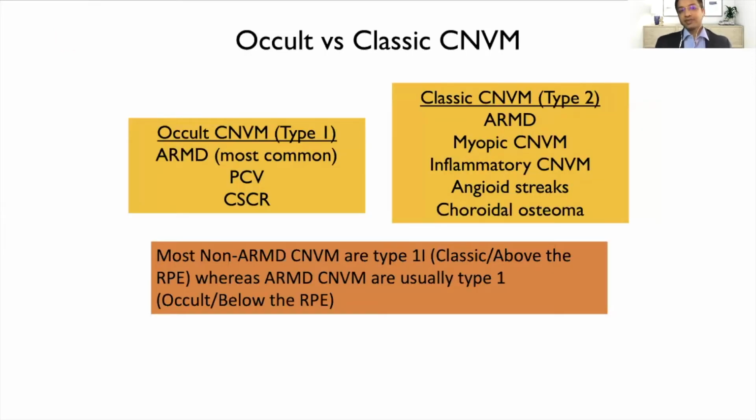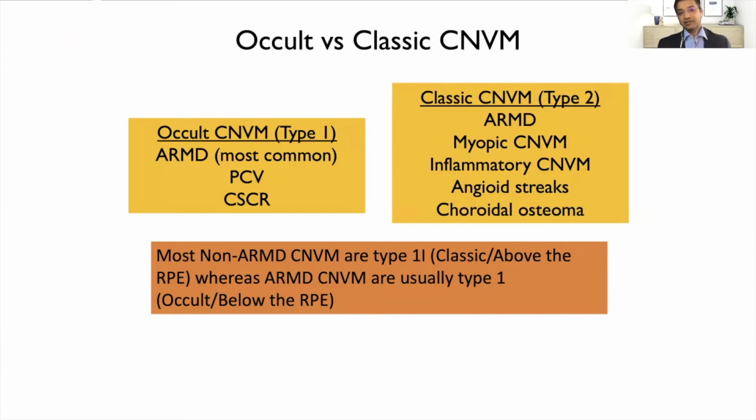So, just in brief, occult versus classic CNVM: while occult and classic are classifications based on FA, you can correlate them with the OCT. Occult CNVMs are usually under the RPE or type 1 CNVMs, and classic CNVMs are usually above the RPE, what you call as type 2 CNVM.